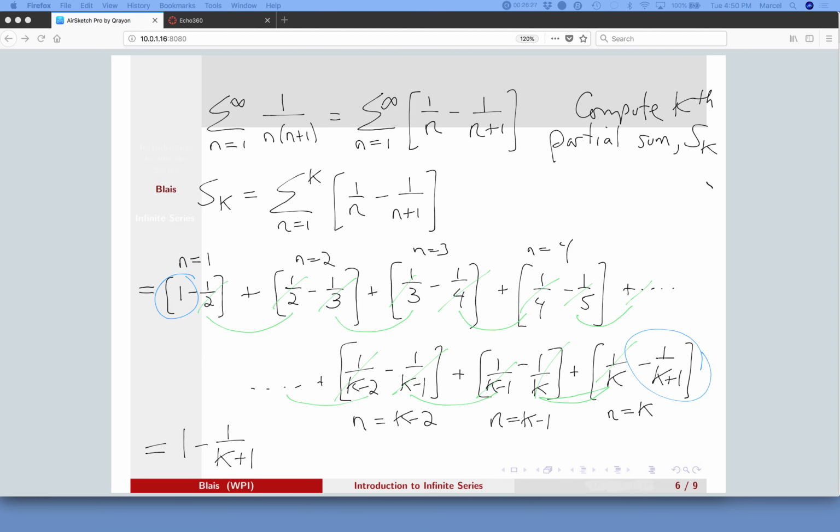But remember, what is the Kth partial sum? The Kth partial sum, by definition, is the sum of the first k terms of the series. The bigger you make k, the closer you are getting to infinity in the index, with more and more terms from the series being added up. And so as k gets bigger, your Kth partial sum should be approaching the value of the series. We now have an expression for that Kth partial sum. The sum of the first k terms is exactly 1 minus 1 over k plus 1.